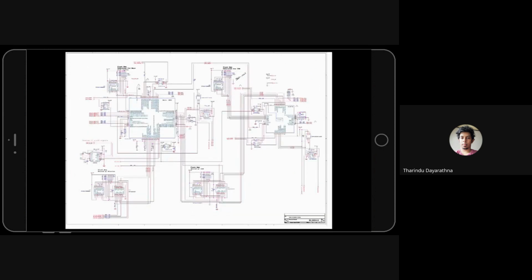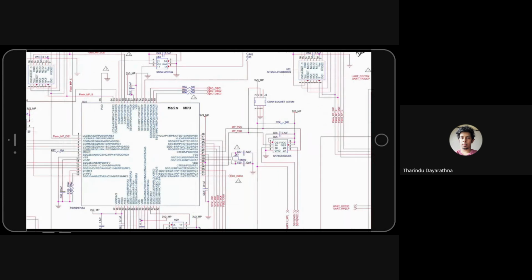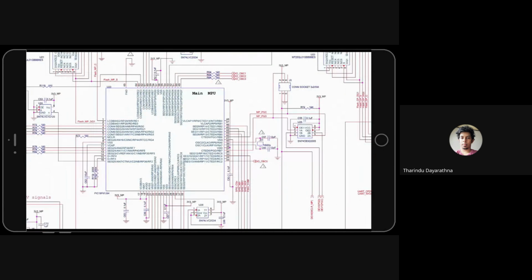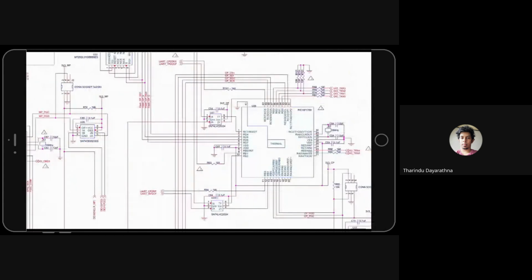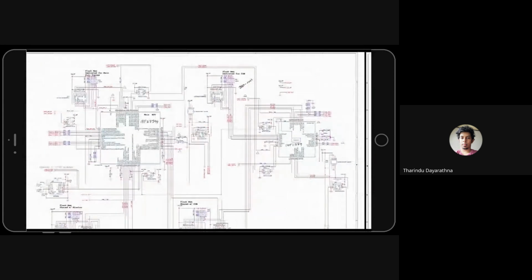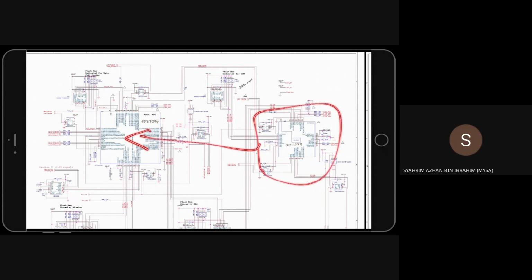Right now, if I go here, this is the main PIC. I'll just write the name here: 18F67J94. This one is 16F1789. But BIRDS-X has the same for both. So the BIRDS-X PIC is also similar to this PIC, also similar to this one.